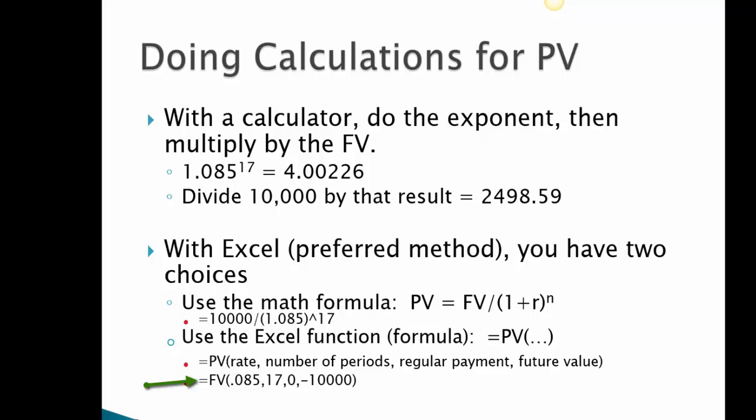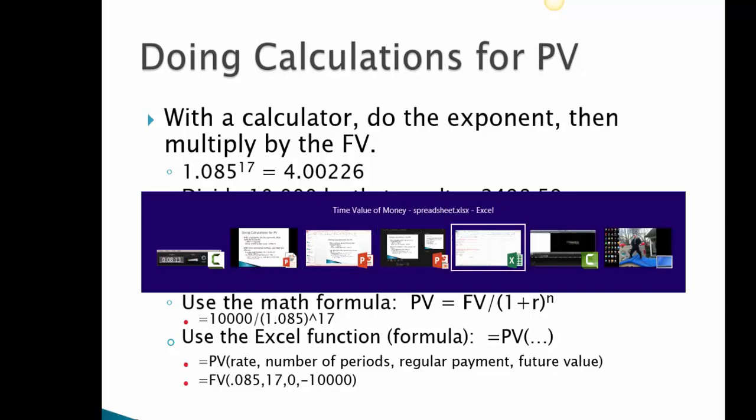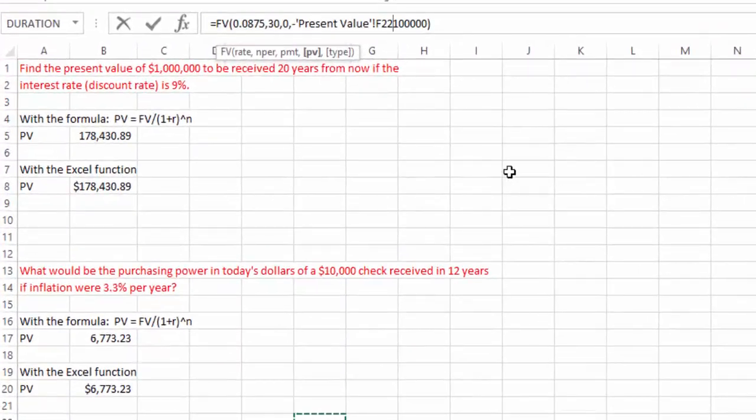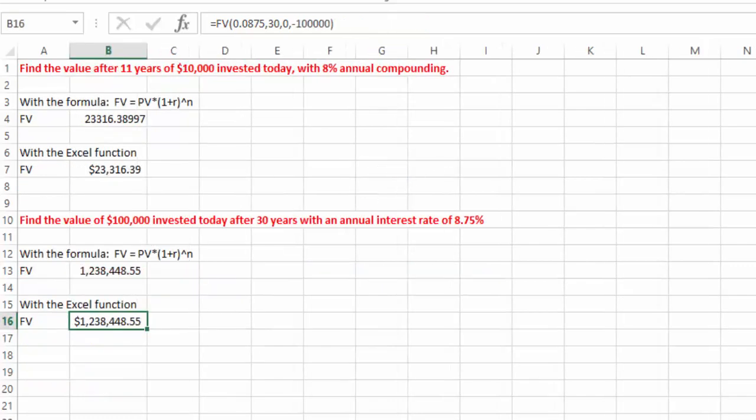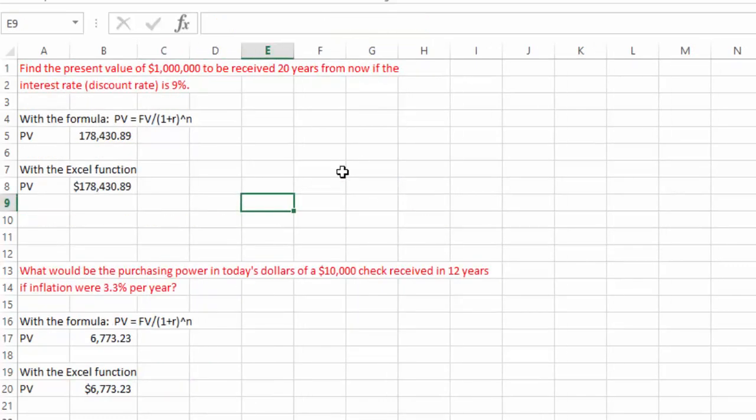So in this case, we would type in equals PV, 0.085, comma 17, comma 0, comma 10,000, or negative 10,000. And we would get an answer, and the answer would be, again, $2,498.59. So why don't we go real quickly to Excel and take a look at those. Actually, we're going to look at a couple of different problems that are present value.